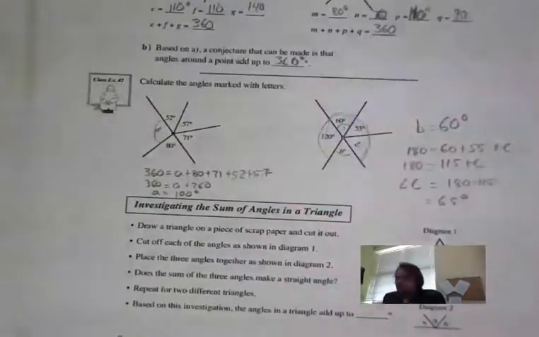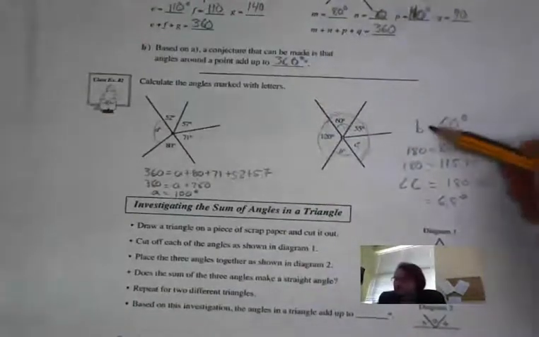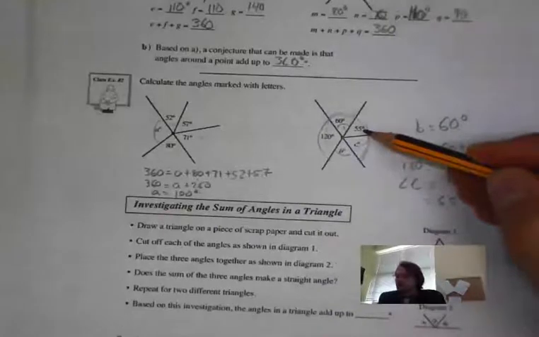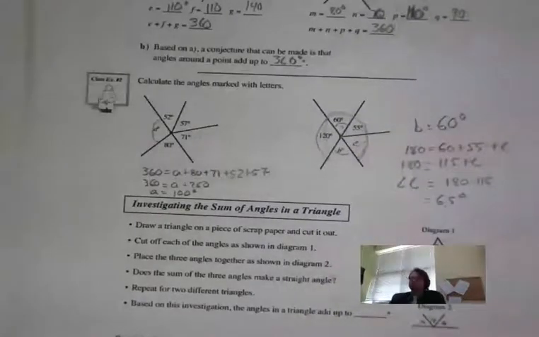Okay? Now if we add all these together, 65 plus 60 plus 120 plus 60 plus 55, once again we'll end up getting 360 degrees. That's a good way to check your answer. You add all those up, if it works, then you know you did not make a mistake.